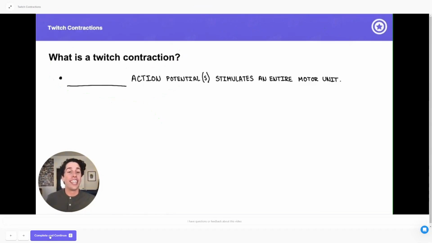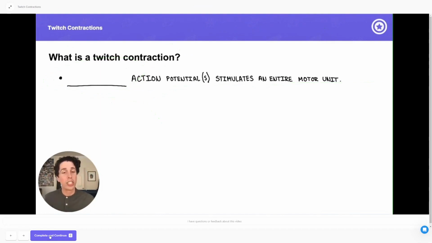Alright, so what is a twitch contraction? If you want to pause this video and think about what the blank is probably going to be filled in with, whether there's going to be a single action potential or multiple action potentials, see if you can fill this in, and we're going to talk about this in just a second. So now you've had some time to think about that, let's fill this in.